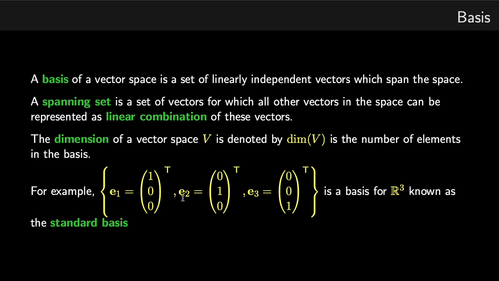So for example, the simplest basis in R3 is what we call the standard basis, where we have three vectors E1, E2 and E3. E1 is (1, 0, 0), which points along the direction of the x-axis. E2 is (0, 1, 0), which points along the direction of the y-axis, and similar for E3 with the z-axis. You might know these as i, j, k, and this is the standard basis. It's the simplest basis for R3.